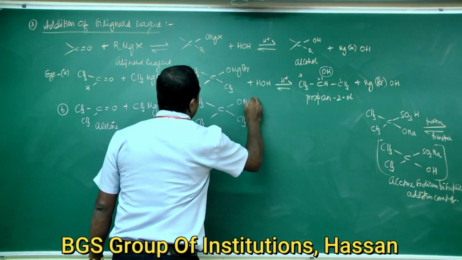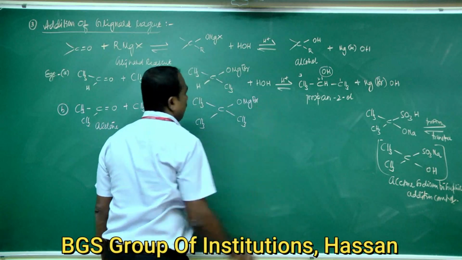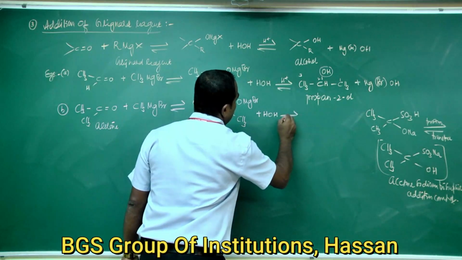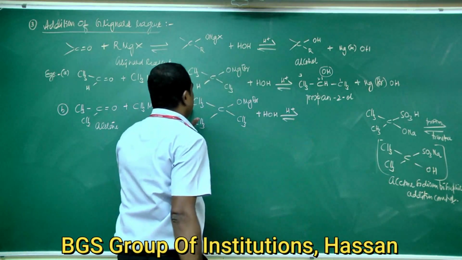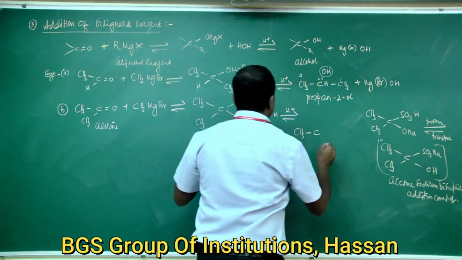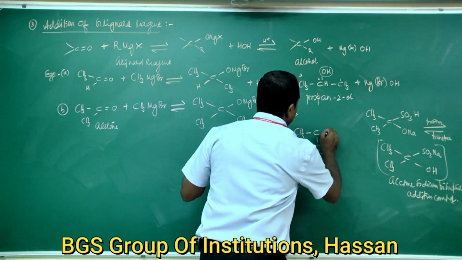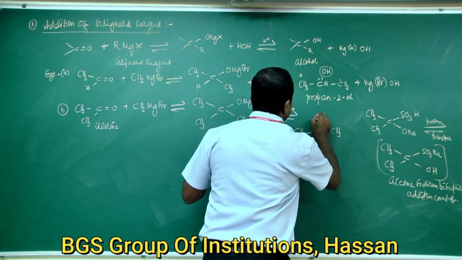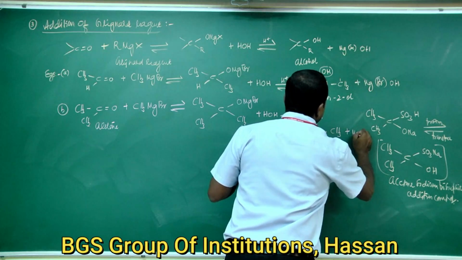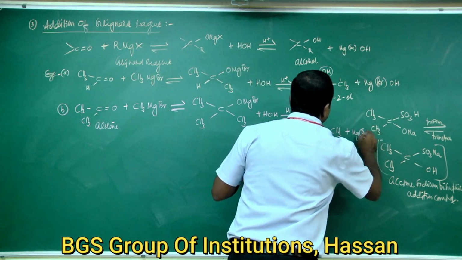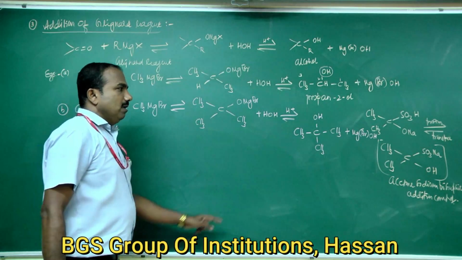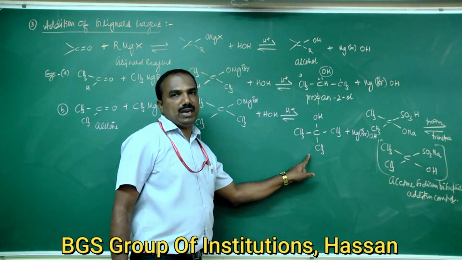single bond OMgBr. This on hydrolysis in the presence of dilute acids gives the final product, that is CH3 single bond C single bond CH3 single bond CH3 single bond OH plus MgBrOH. This is tertiary butyl alcohol.